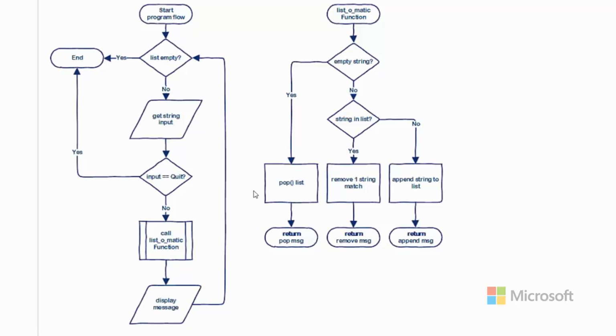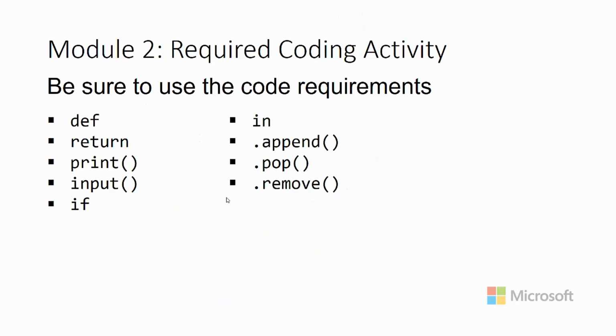Now, in building this project, there are requirements, as there are in all of our required code activities, to have keywords included in your program. So we are going to have a function with a return value. So you'll need the def keyword and return. We'll also display our return value. So we'll need to have a print function, and we'll need to get input for the items that we want to test the list with, to either add to the list or to remove from the list.